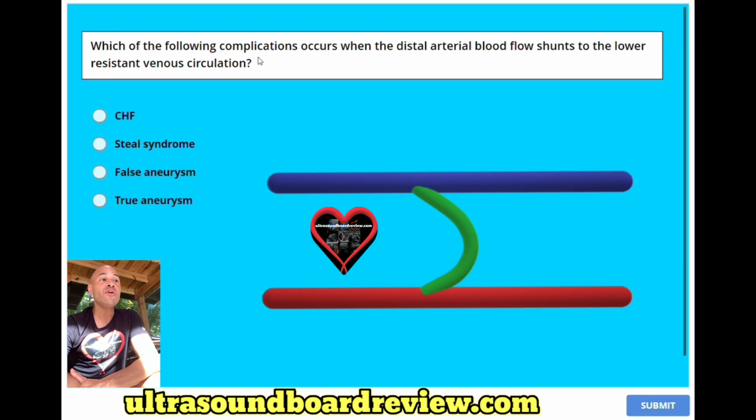Question number 11. Which of the following complications occurs when the distal arterial blood flow shunts to the lower resistant venous circulation? A, CHF, B, steal syndrome, C, false aneurysm, or D, true aneurysm? The answer is B, steal syndrome.